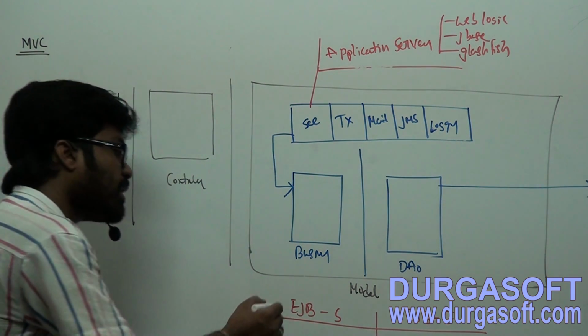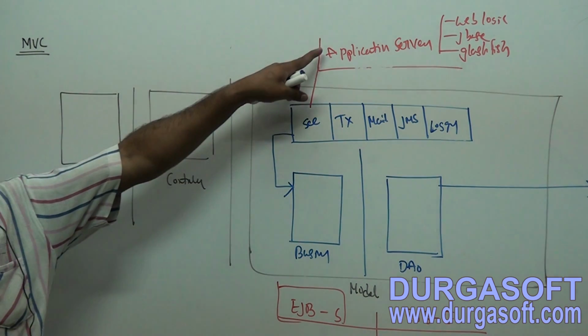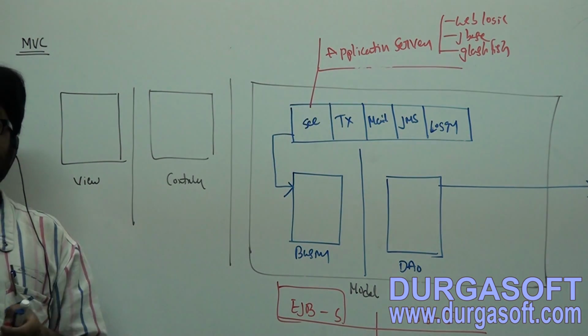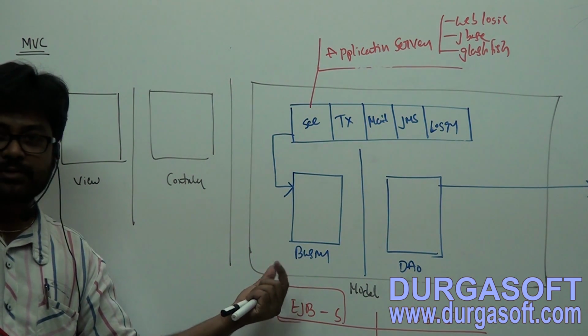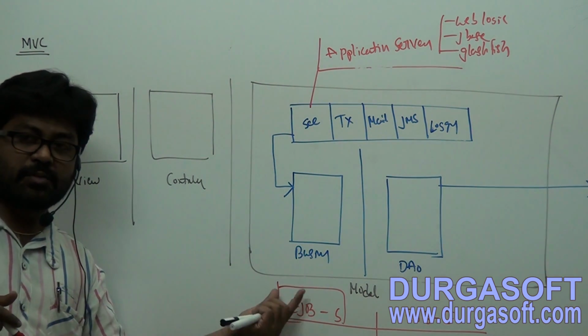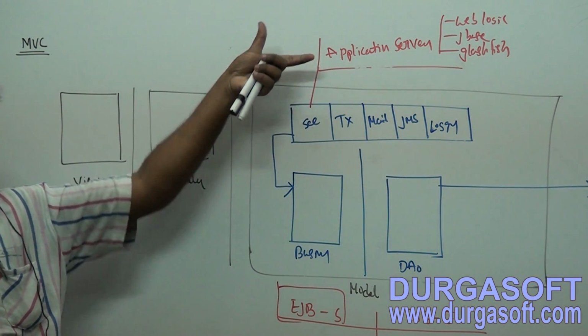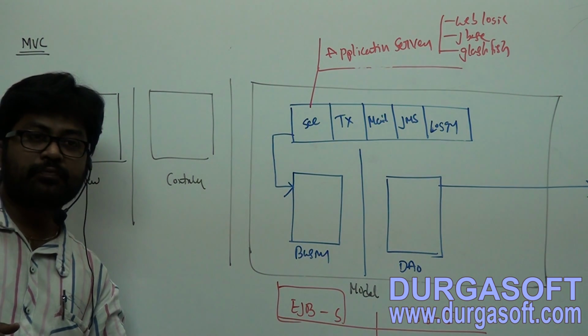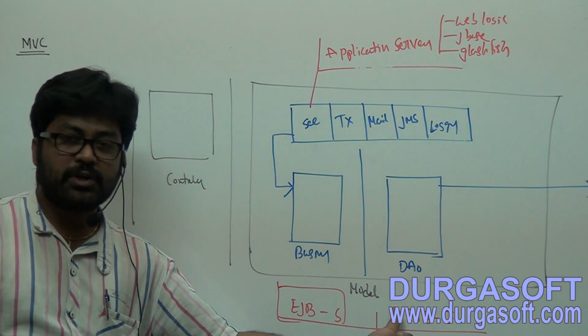So EJBs allow us to add services from application servers. In the case of simple Java components, we can't add services to our Java classes. But if it is an EJB session bean class, it will allow us to add services from application servers. So our business classes we need to write using session beans, and coming to DAO classes, we need to go through EJB entity beans.